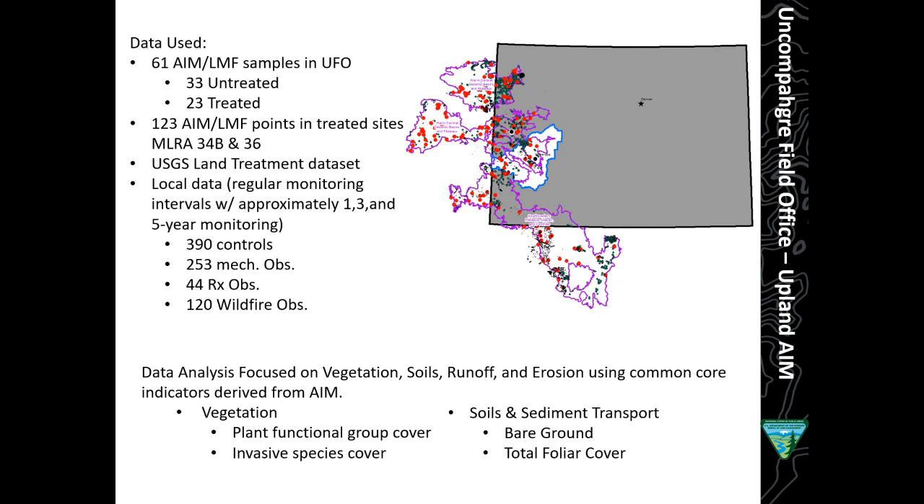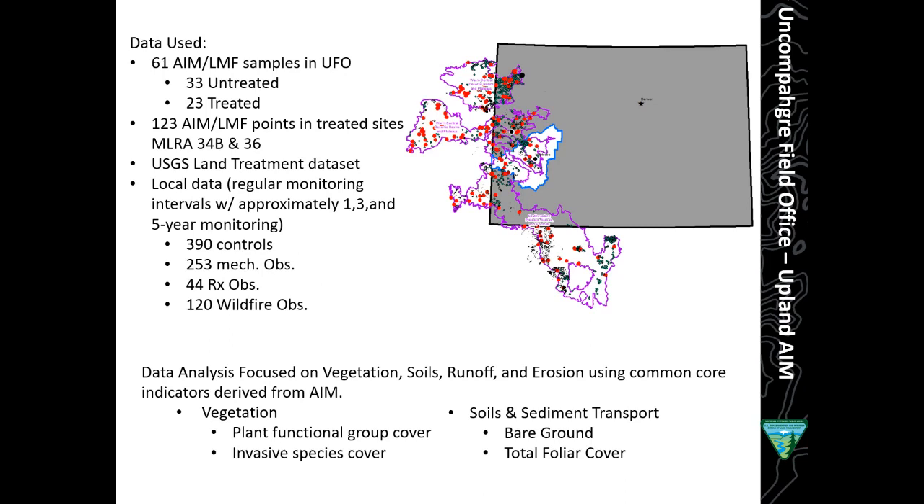And we were very fortunate. My predecessor had a very robust treatment monitoring program that lasted about a decade during the initial National Fire Plan flush of treatments that occurred between 2000 and 2010. And this data included 390 controls, 253 mechanical treatment observations, 44 prescribed fire treatment observations, and another 120 wildfire observations.